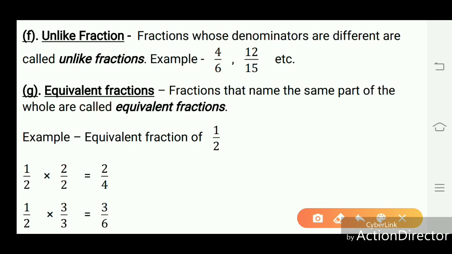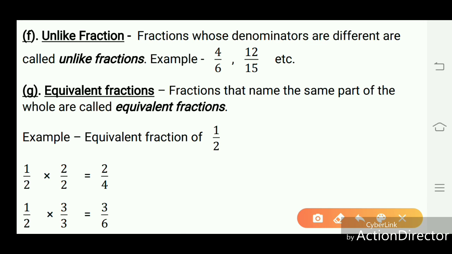The sixth type of fraction is unlike fraction. Fractions whose denominators are different are called unlike fractions. Example: 4 upon 6, 12 upon 15, etc. In these two fractions, 4 upon 6 has 6 in the denominator and 12 upon 15 has 15 in the denominator. So these types of fractions with different denominators are known as unlike fractions.